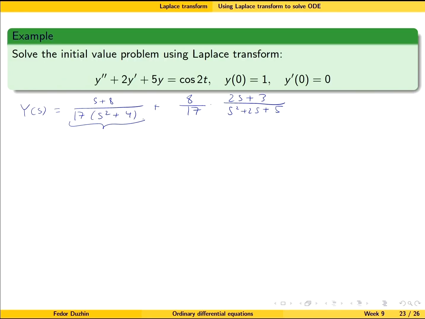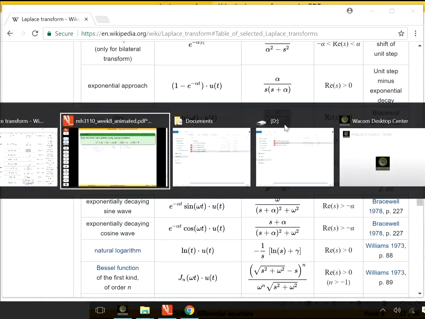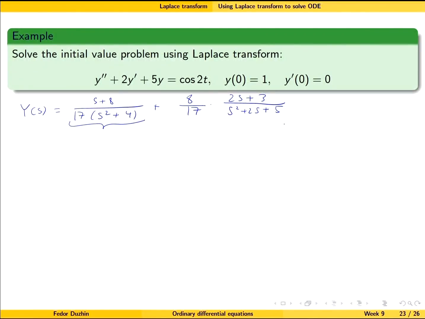So in order to figure out what y of t is, we need to look for a similar pattern in the table of Laplace transforms. By looking at it, you notice that it is similar to the Laplace transform of the cosine, and also similar to the Laplace transform of the sine. For the cosine, we must have s in the numerator, and for the sine, we must have omega in the numerator, where the denominator has omega squared. So let me rewrite this in the right fashion.